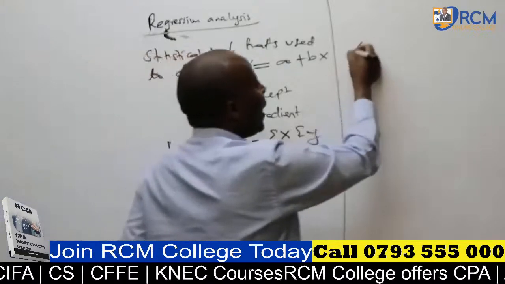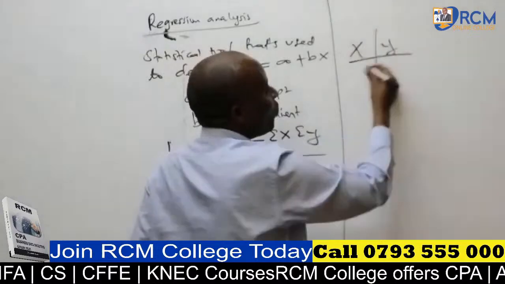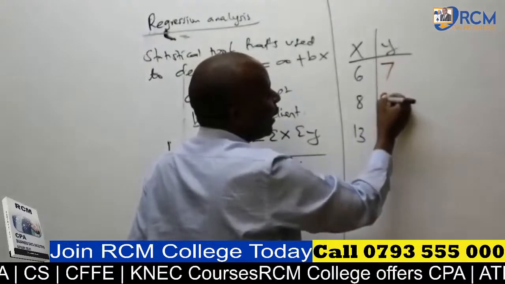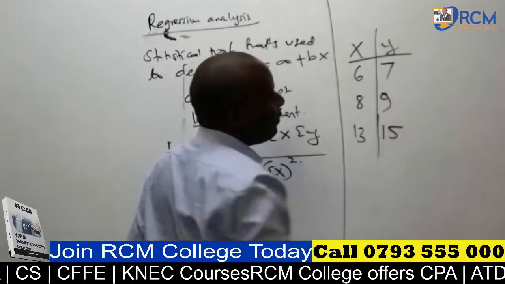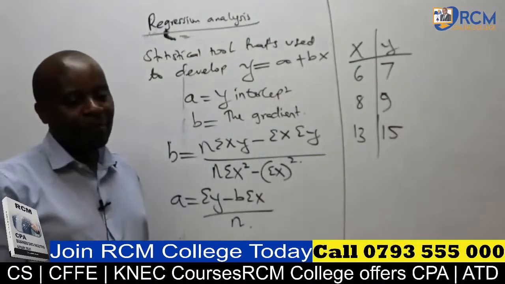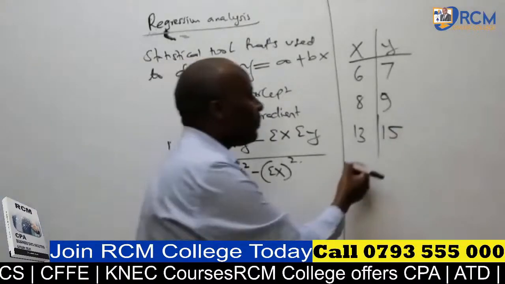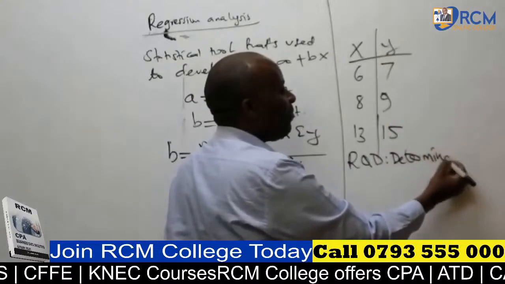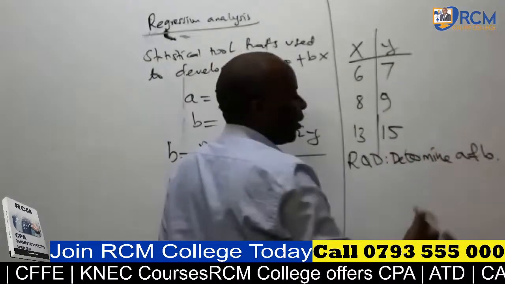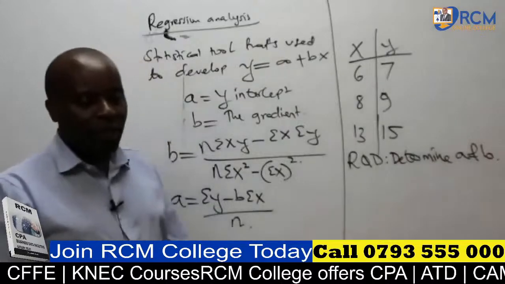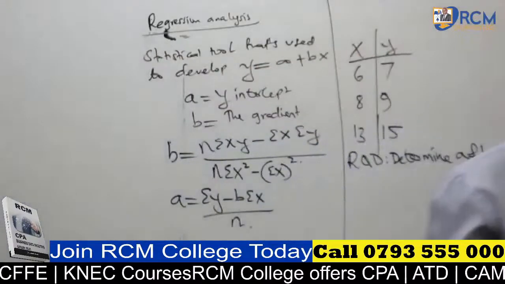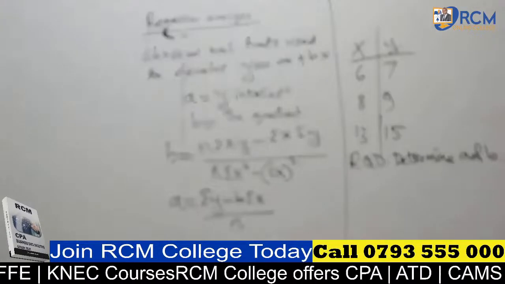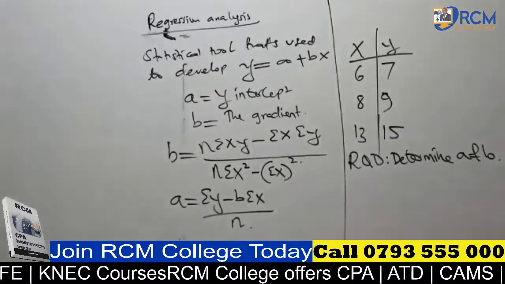If you're given X and Y, perhaps they give you 6, 8, 13 there, and then we have 7, 9, and maybe 15 there. And then somebody requires you to determine a and b. Determine a and b using regression analysis.